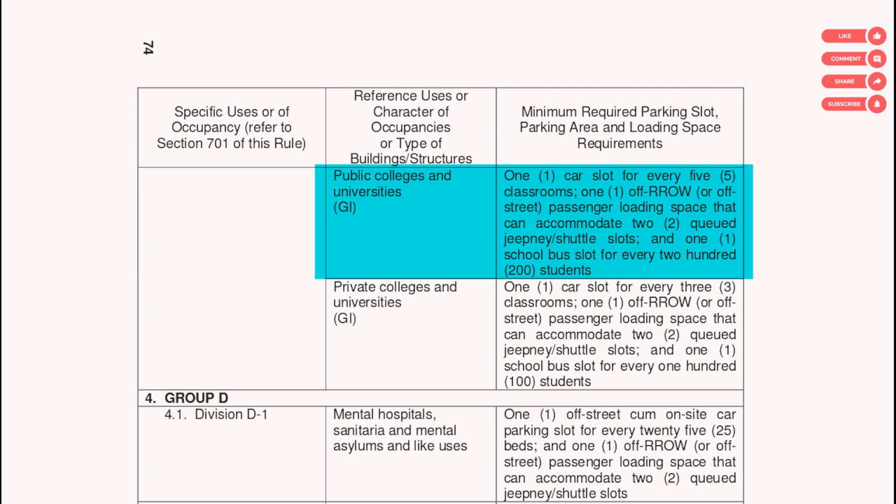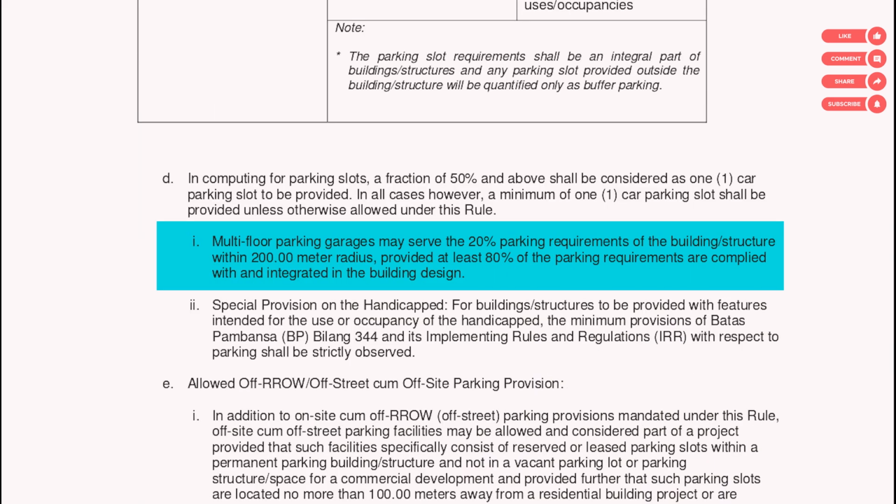Anyway, so far we've talked about how big the parking spaces should be. We've talked about how many parking spaces you have to have. Next question: do all of the parking spaces have to be on-site? Kasi may mga site na maliit, walang space for a parking lot, walang space for a parking building. Paano kung hindi kasya? Required for the 100 parking spaces, but they cannot stay on-site. Can they be off-site? Yes.